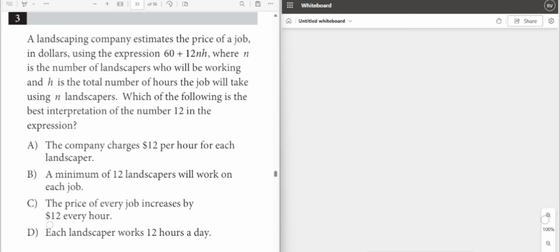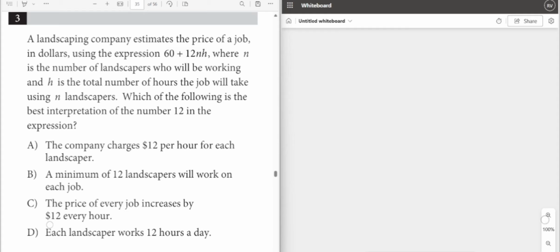So I'm looking at the answers right now. Obviously, you see the 60 in this equation, which is like the fixed term, and then this part depends on the variables. And 12 estimates the price of a job. So 12 is probably something per hour, right? You're charging some amount of money per hour. Because N is the number of landscapers and H is the total number of hours, it's per hour per landscaper. The best answer for this is that the company charges $12 per hour for each landscaper. It's kind of hard to understand, but it's just a basic thing.